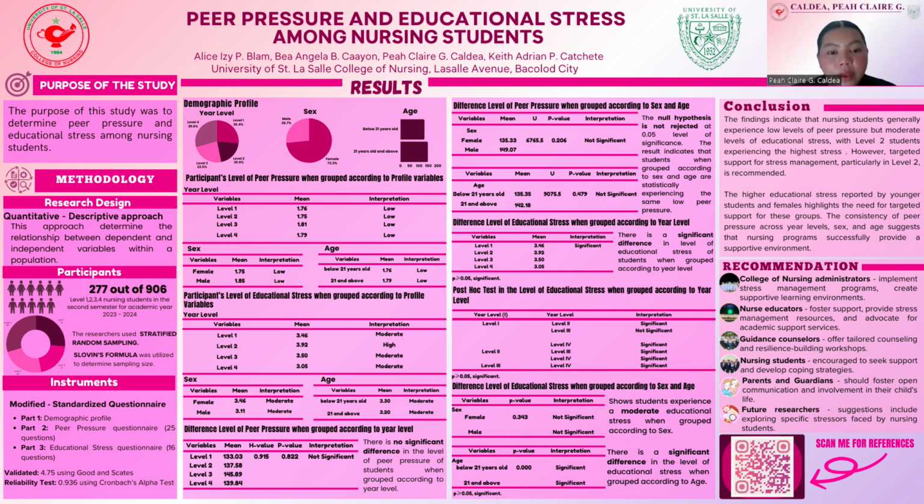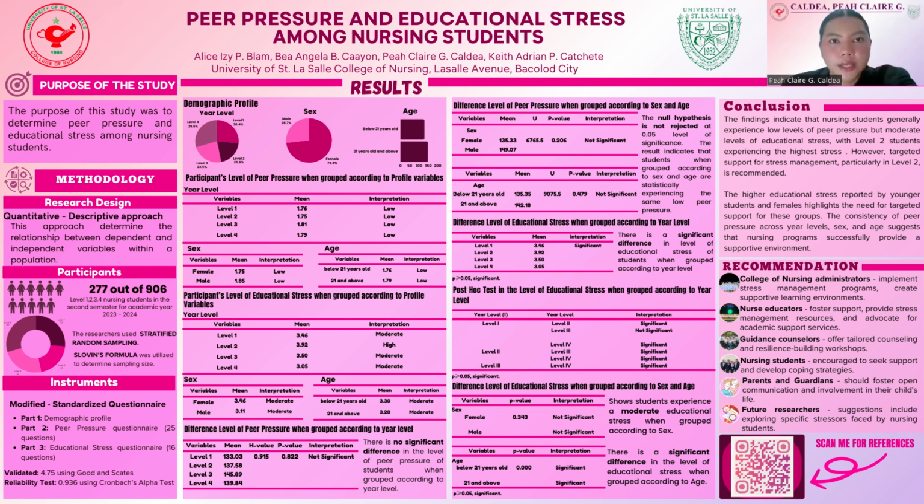Difference in level of educational stress when grouped according to year level. There is a significant difference in the level of educational stress of students when grouped according to year level. Therefore, the null hypothesis is rejected at 0.05 level of significance. This implies that there is a need to address the situation by implementing stress management activities in all year levels.